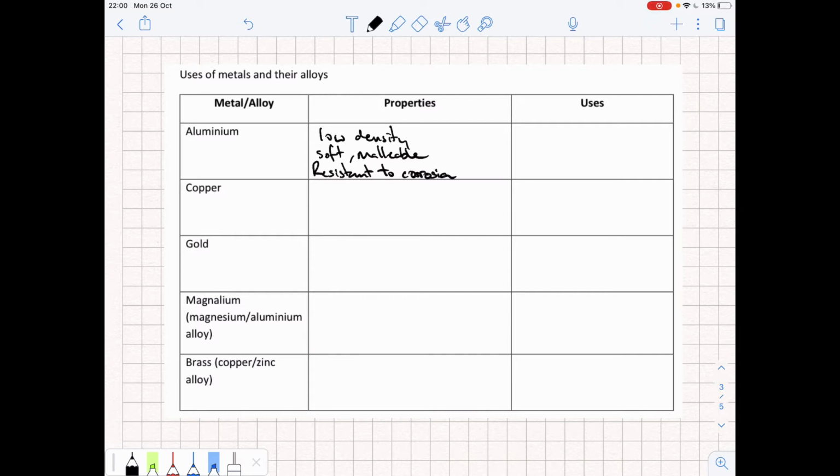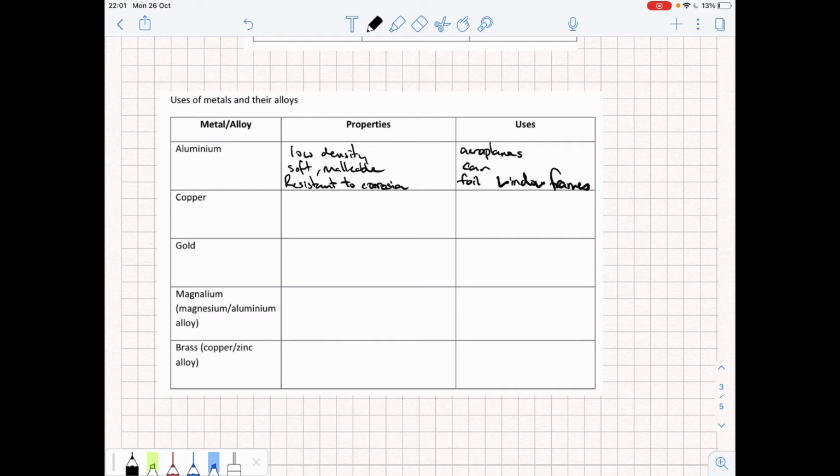Our uses for this, because it's a low density, it's very useful in the production of aeroplanes, the construction of aeroplanes. We use it in cans, so food cans, drinks cans, kitchen foil, and also things like window frames. They're exposed, they're outside a house, but it's not going to be damaged by the weather and the conditions because it's resistant to corrosion.